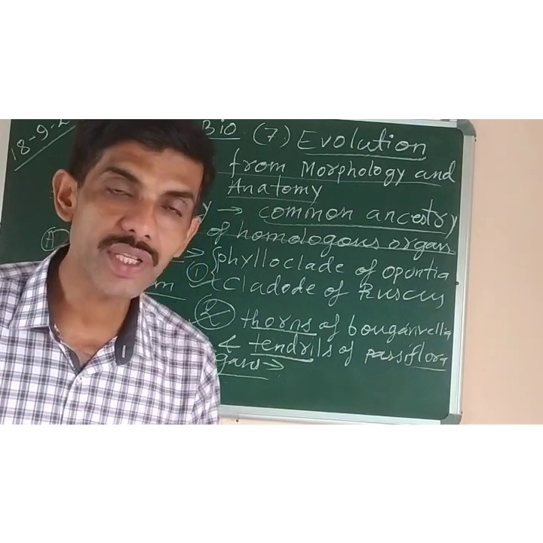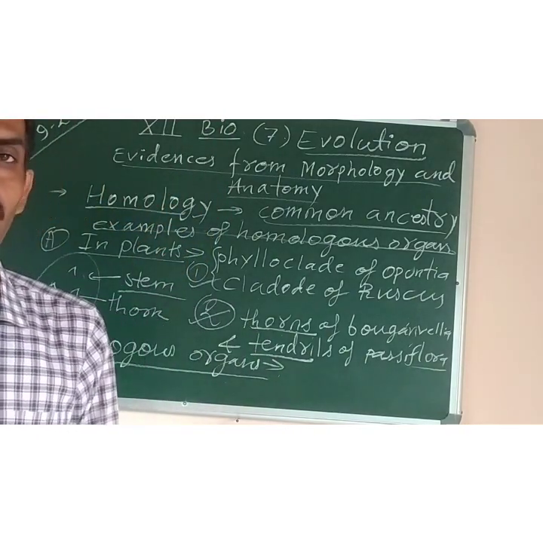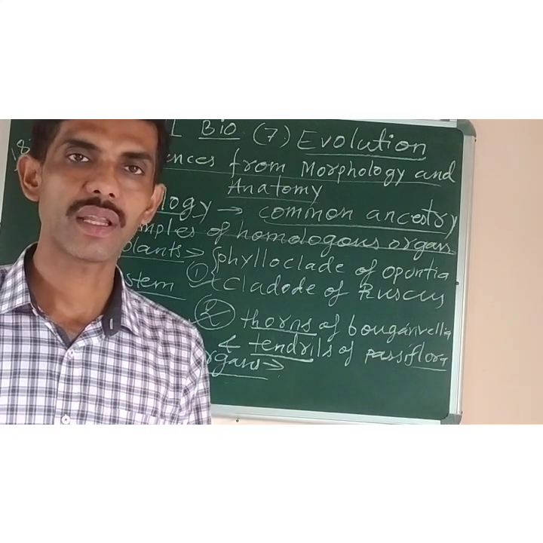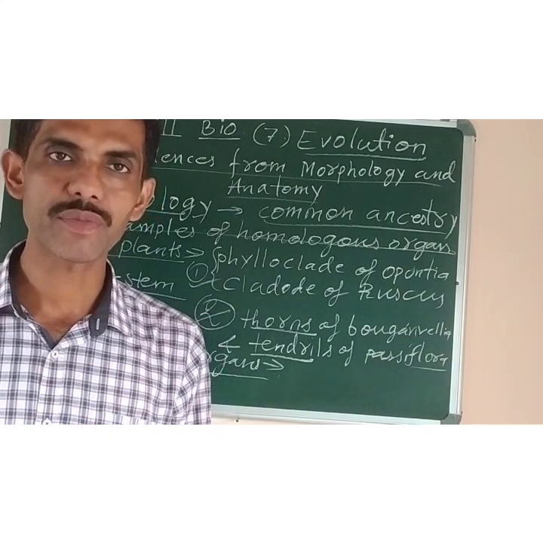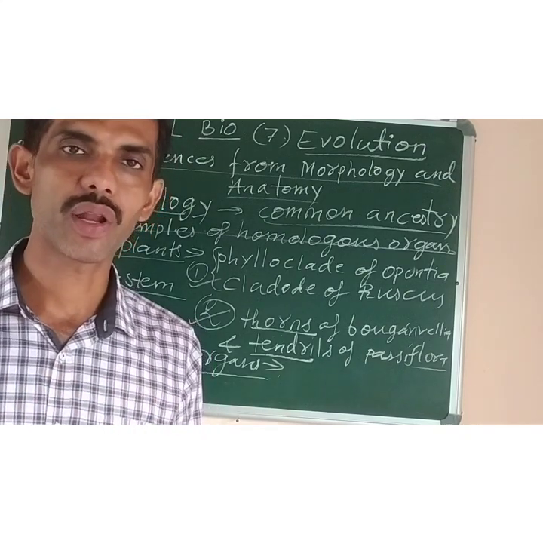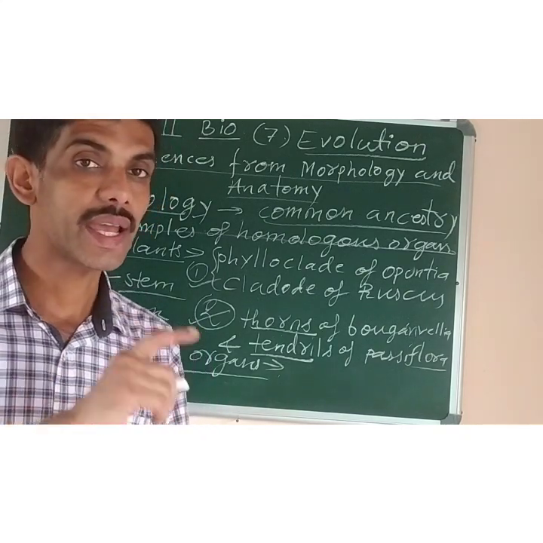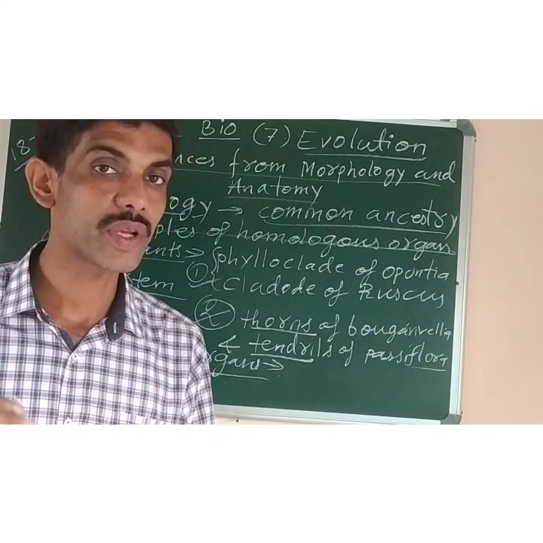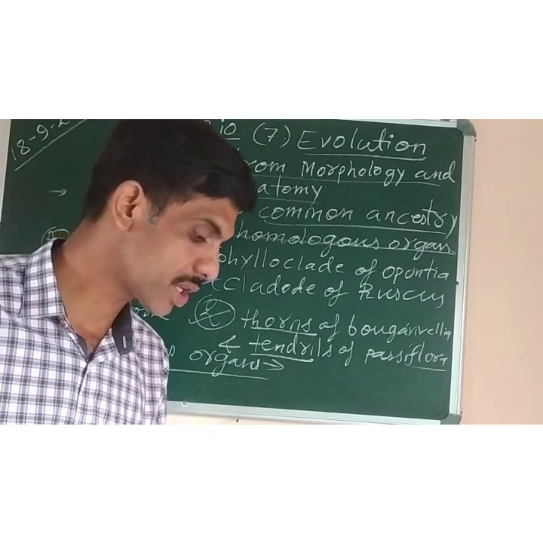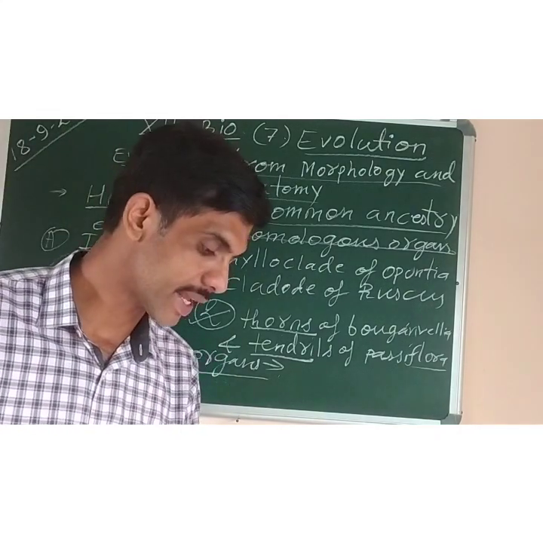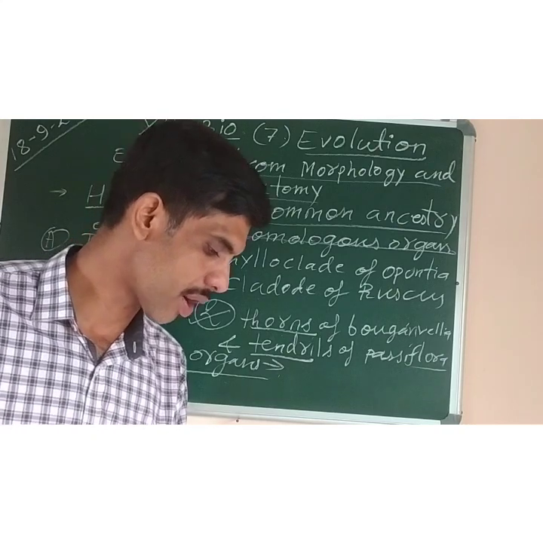Now next is vestigial organs. What are vestigial organs? The organs which are present in the present organisms or today's organisms, which are not functional at all, but in their ancestors those organs were functional, they were doing some work, are called vestigial organs. They were functional in their ancestors and the related animals. Now some examples of vestigial organs you can say.